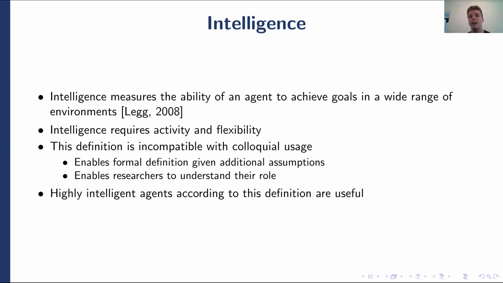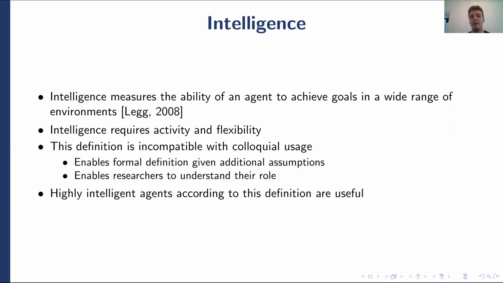Finally, intelligence measures the ability of an agent to achieve goals in a wide range of environments. So it's not sufficient for an agent to be highly specialized to a single environment to be called highly intelligent. An agent has to be able to adapt and work in a wide range of environments to achieve goals. So that's the definition of intelligence that I really like.